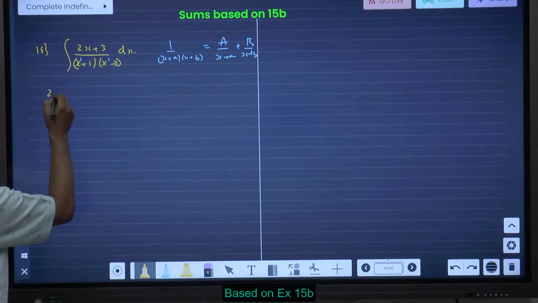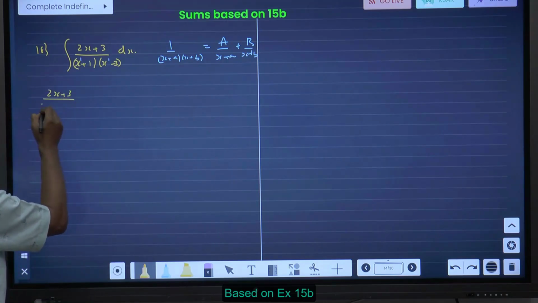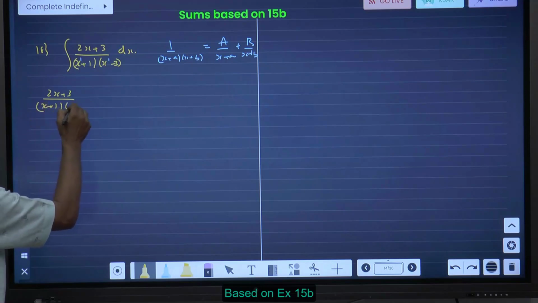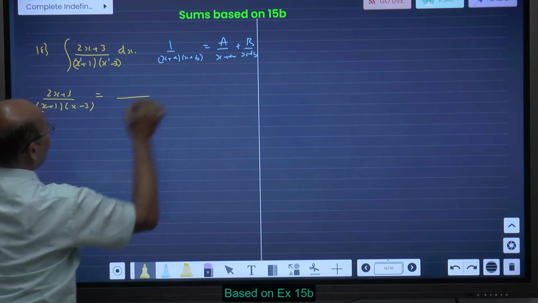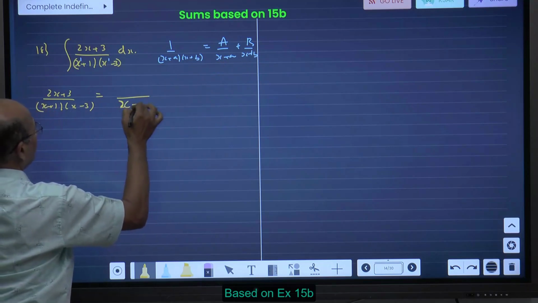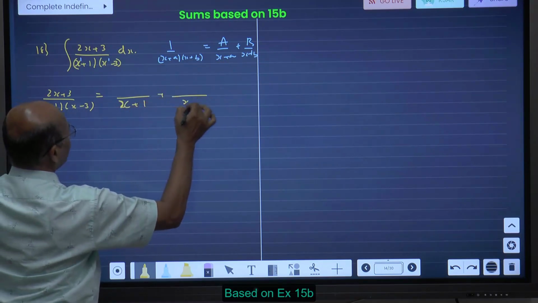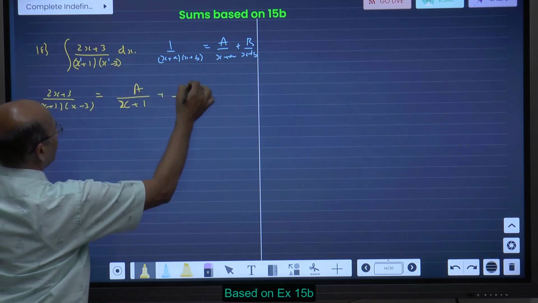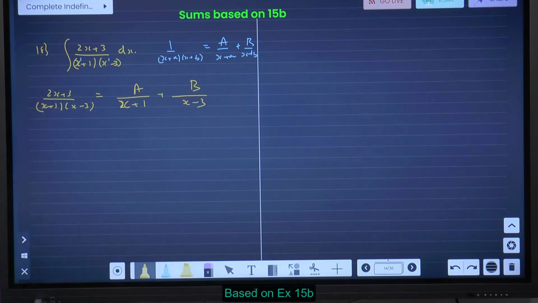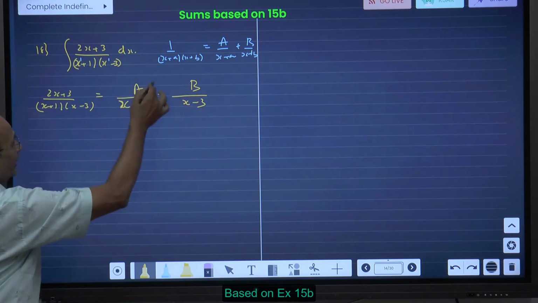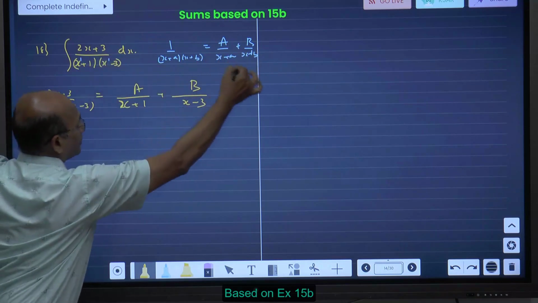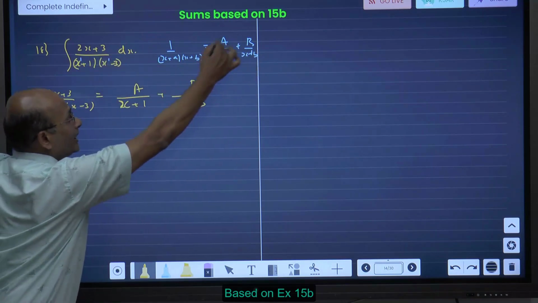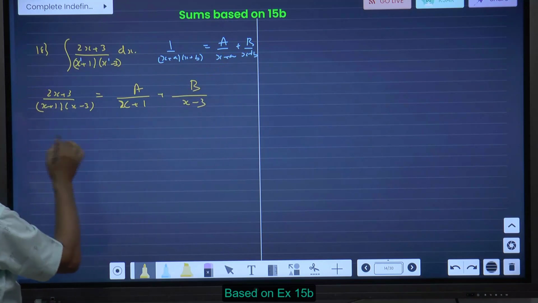So what I'll do, I'll just write this pattern here: 2x plus 3 upon x plus 1 into x minus 3 is equal to, write the linear factor x plus 1, write the linear factor x minus 3, put a and b. Now I have to solve this out quickly. Remember, the idea is to find a and b. Why? In place of this, you are going to write this with the a and b values, because the integration is very easy. Let me just see how.